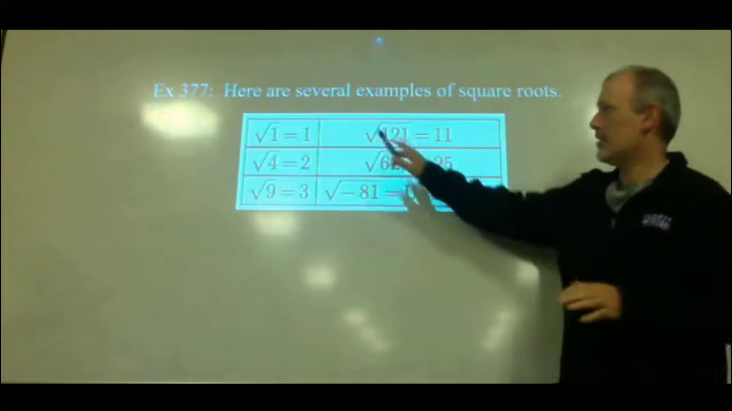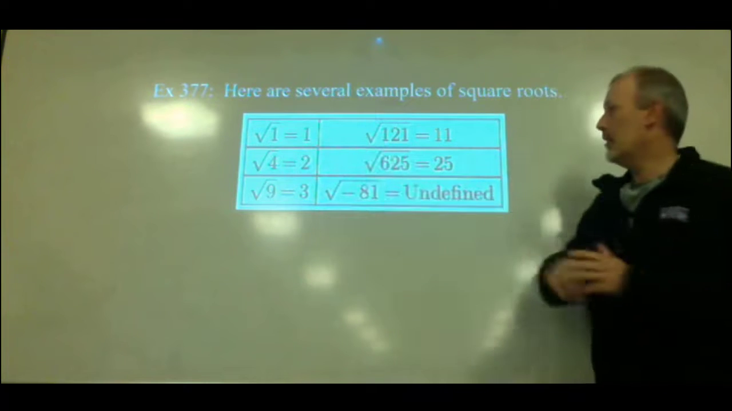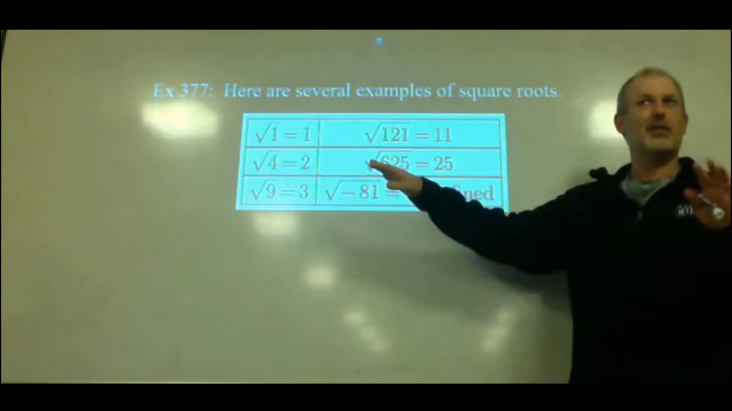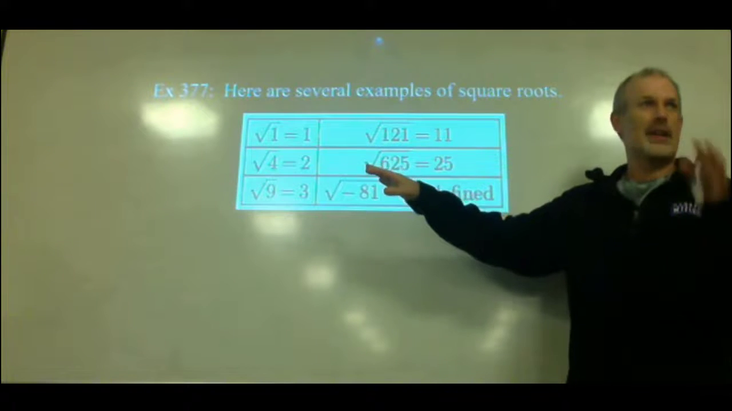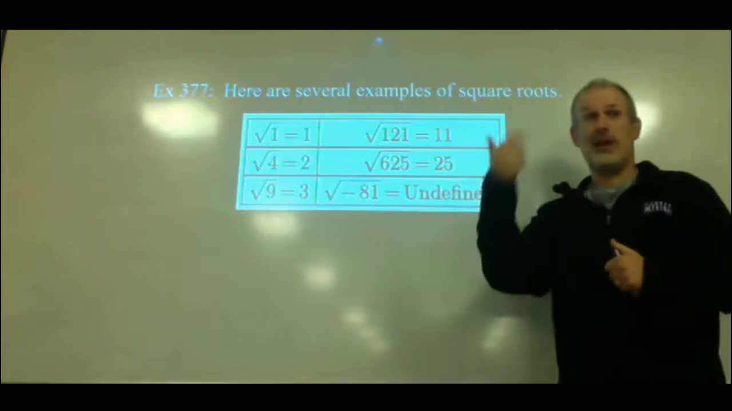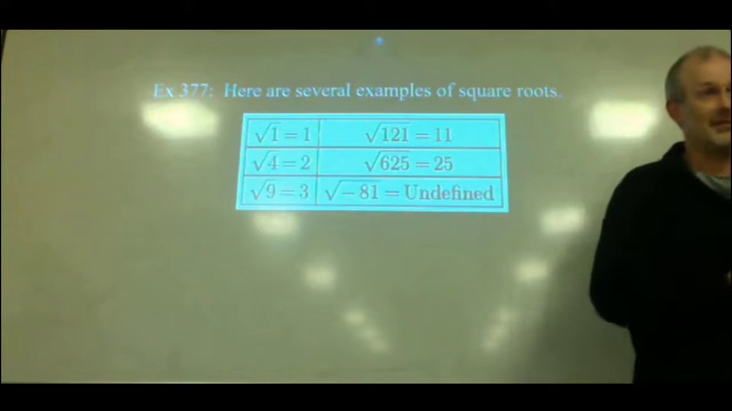Okay, and all of these are ones that come out nicely, come out evenly. And then 625 is a big one. You probably want a calculator for that, but I'll show you how you can break it down and simplify it even without a calculator if you're not sure. But it ends up being 25 because 25 times 25 is 625.